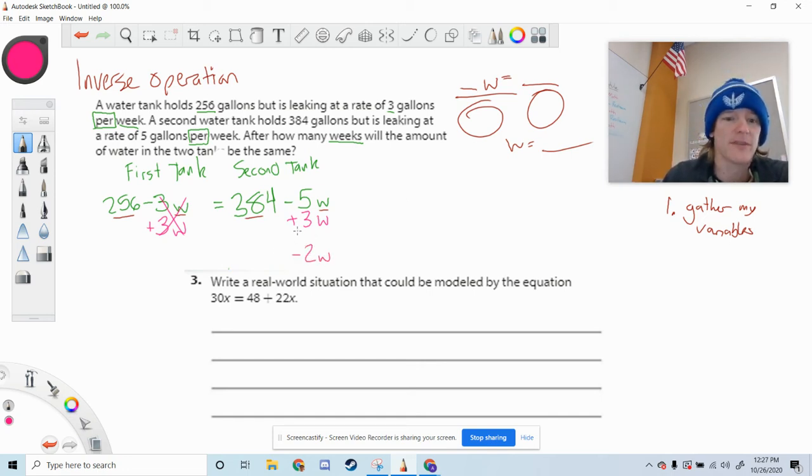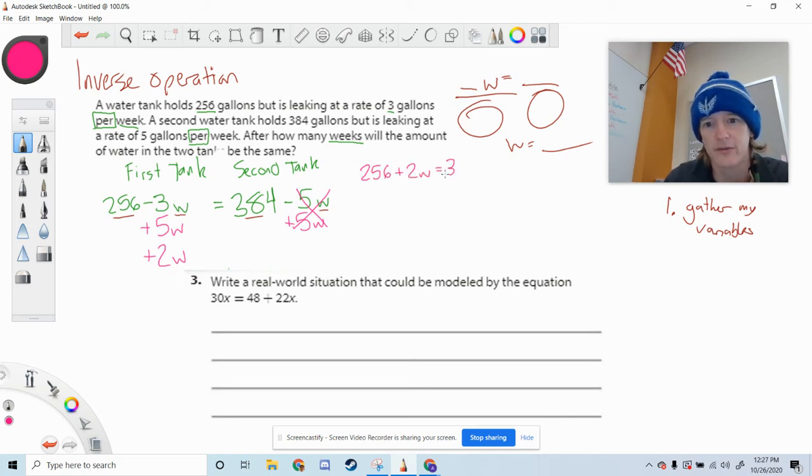Now, because I prefer positives over negatives, I'm going to do it the other way. Because see, this is negative 2, but instead of getting rid of the 3W, I'm going to get rid of the 5W. So I'll cross those off, plus 5W, and then notice I have positive 2 W's here. I'd rather work with positive W's than negatives. So I canceled those off. So I'm going to write over here, I have 256 plus 2W equals 384. Now, this looks very similar to some of the last problems we did in our last section.